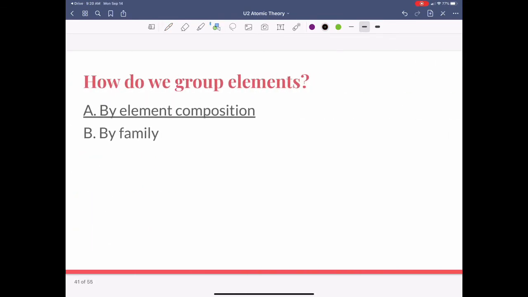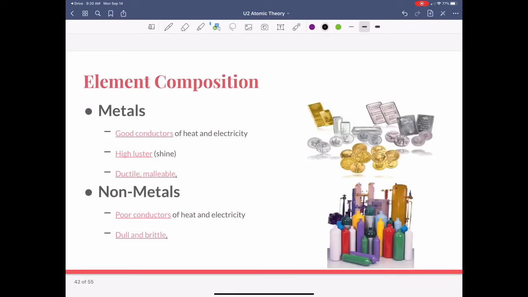Moving into how do we group our elements? How do we classify elements? So the first way we're going to classify elements is by element composition. What is our element made up of? This is one of the classifications that you're going to see follow you throughout the next few units. Very important that you grasp an understanding of element composition. So elements can be metals, nonmetals, or metalloids.